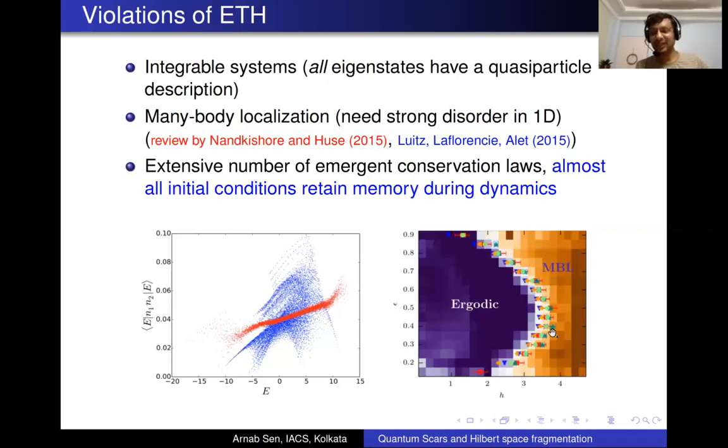So here, in fact, all the high energy eigenstates in the many-body localized phase have area law entanglement. Whereas, as I said in response to one of the questions, in a generic system, if the eigenstates satisfy ETH, most of the high energy eigenstates satisfy volume law.